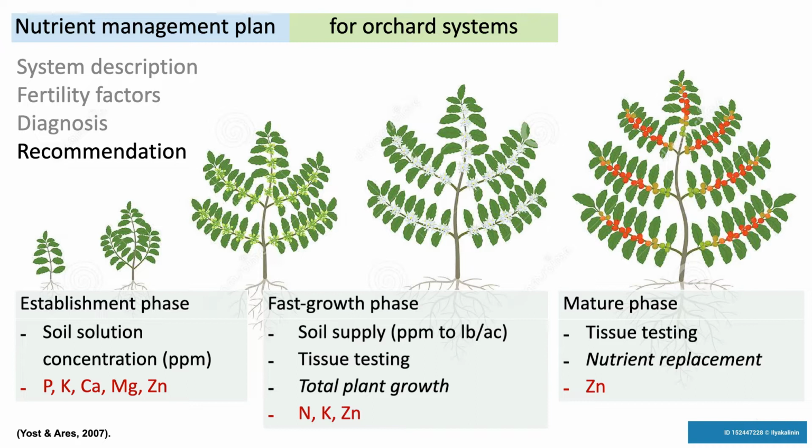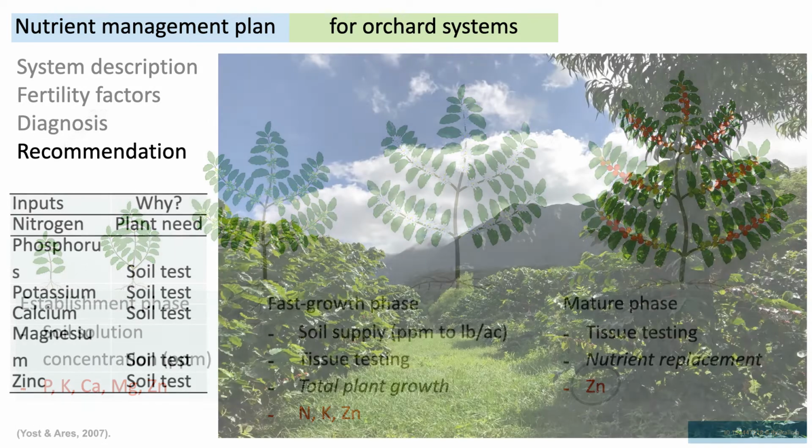And then in the mature phase, there's a greater emphasis on the tissue testing. I hear a lot of you tissue test, which is great. Here, for recommendations, we may be talking about nutrient replacement. You don't want to take away more than you add. For nutrient balance sake, you don't want to mine your soils of the fertility. And then here, if we're focusing on tissue testing, zinc may be what we pay particular attention to because of the leaf.